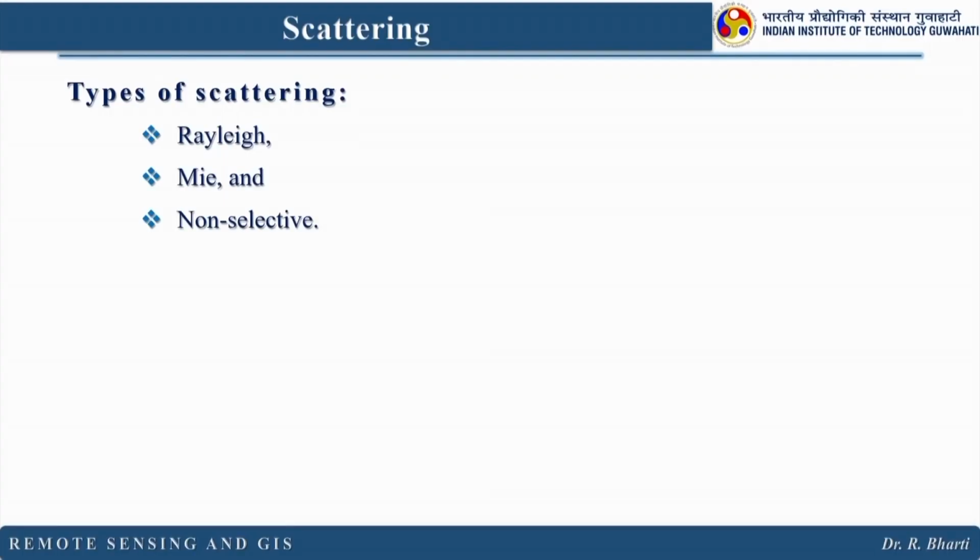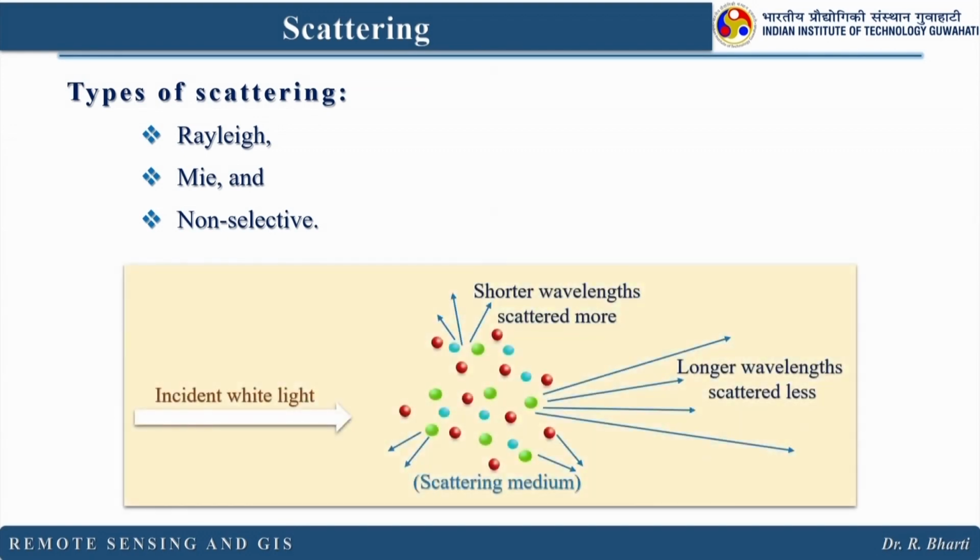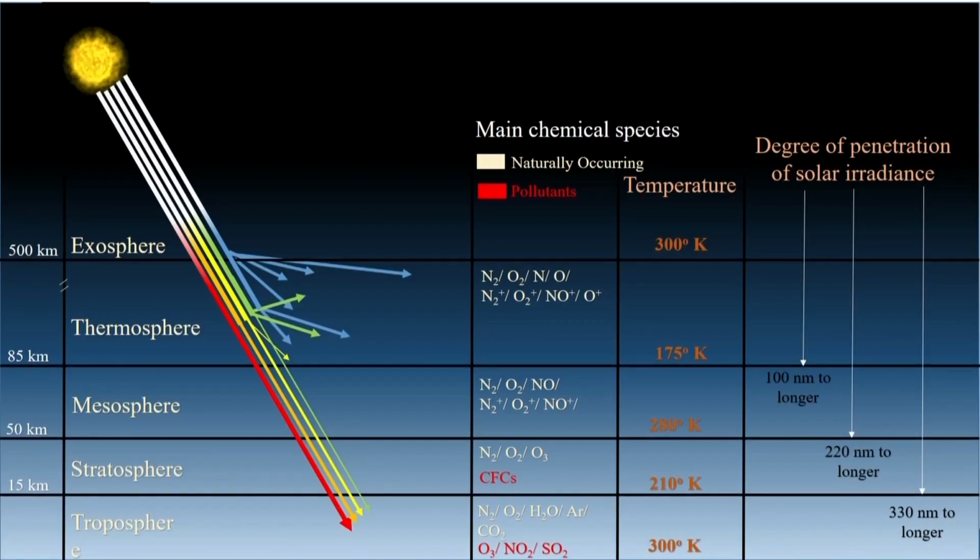So there are three types of scattering. First one is Rayleigh, then next is Mie, and then you have non-selective. This is the one image where you can understand what is happening in the atmosphere. So you have a scattering medium, it can be because of your gases, your dust, or the water vapors present in the atmosphere. Now here you can see different layers of our atmosphere, where you have different types of gases present and there are some pollutants also, which are actually interacting with our incoming radiation and they are getting modified, right.